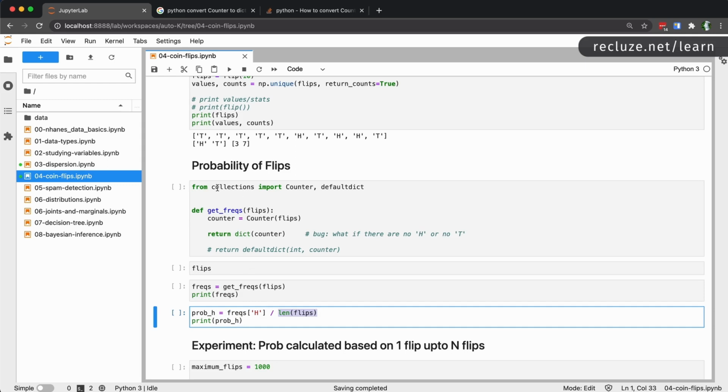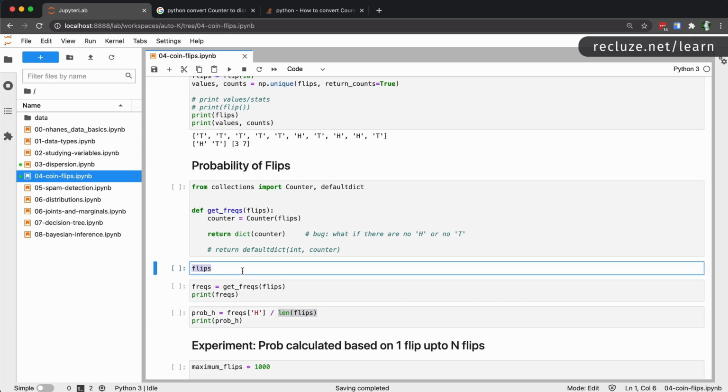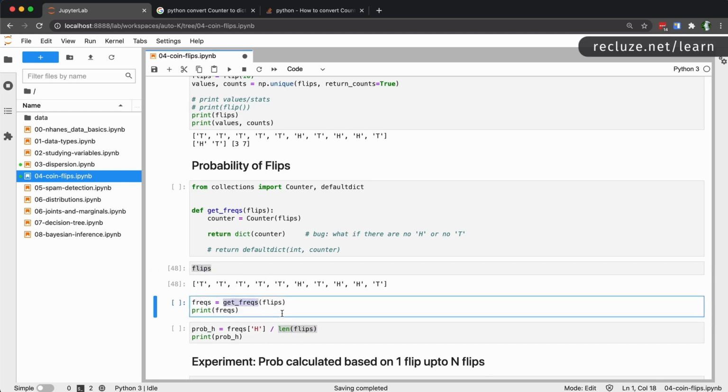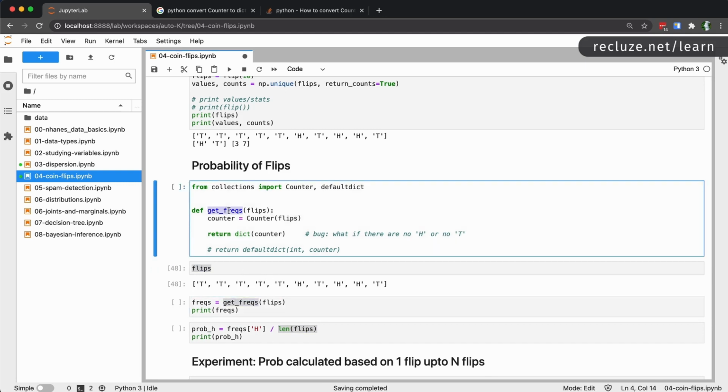The way we do that is, we have these flips over here. We are going to pass them to a function, get_frequencies. All this get_frequencies function is going to do is use the Counter function from the collections library of Python.